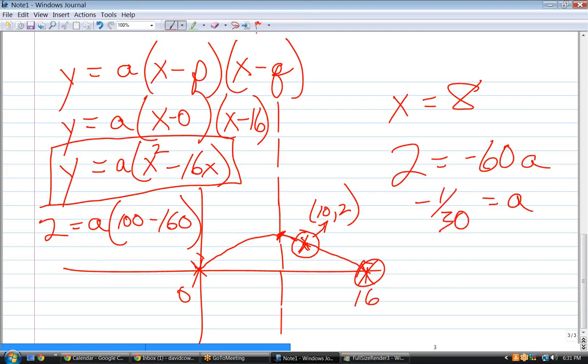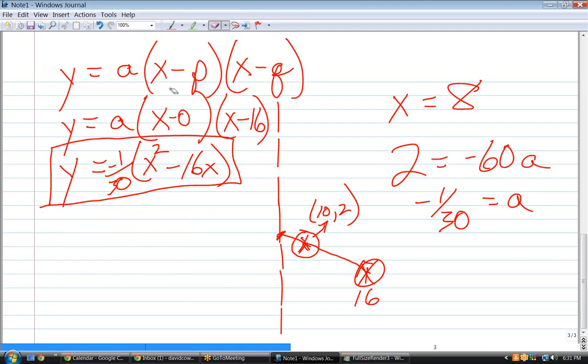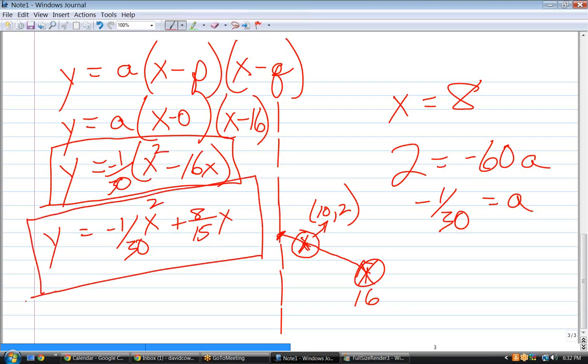So the equation of this parabola is minus 1/30 times the quantity x squared minus 16x. I suppose we should simplify that. So that would be minus 1/30 x squared plus 8/15 x. There is the equation in standard format.